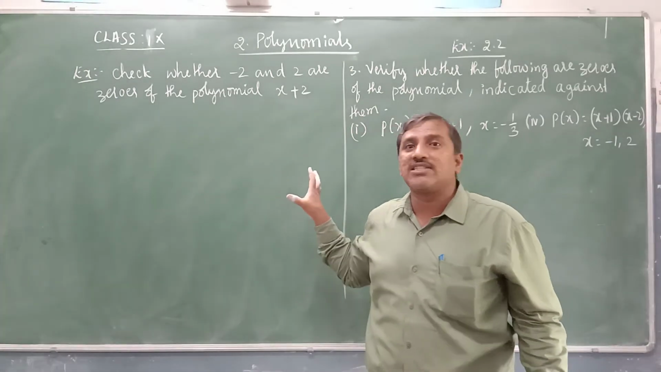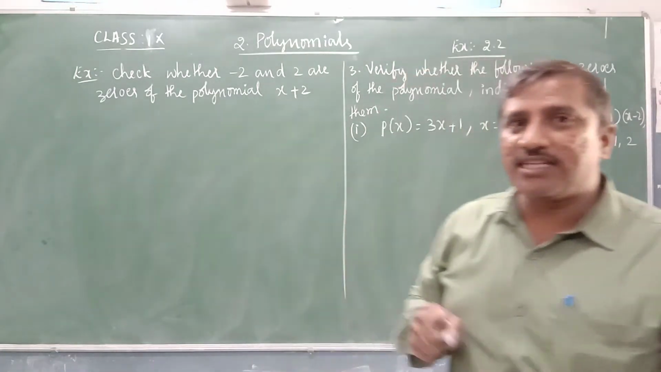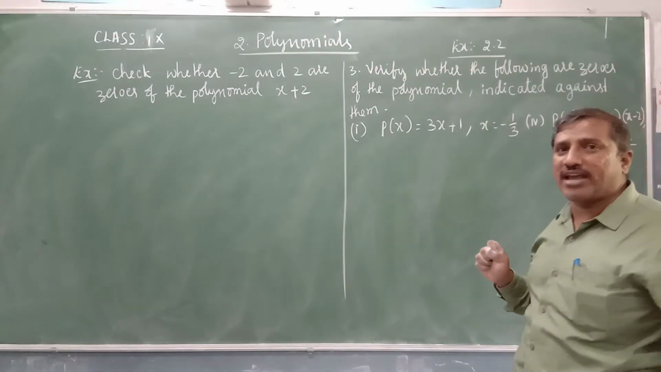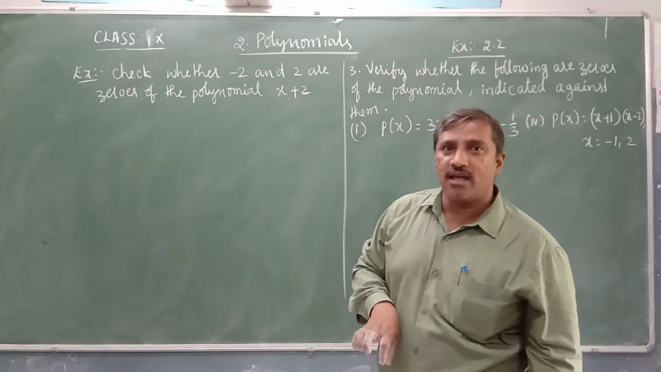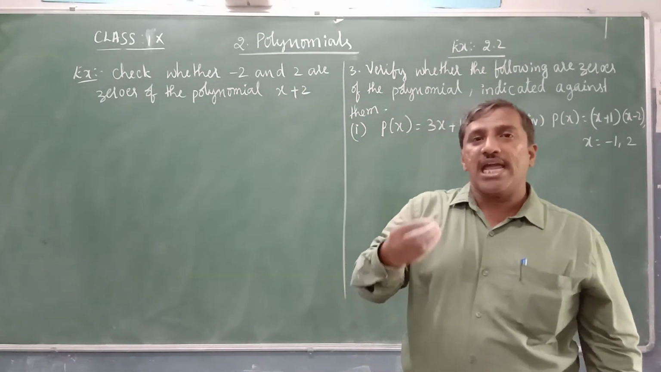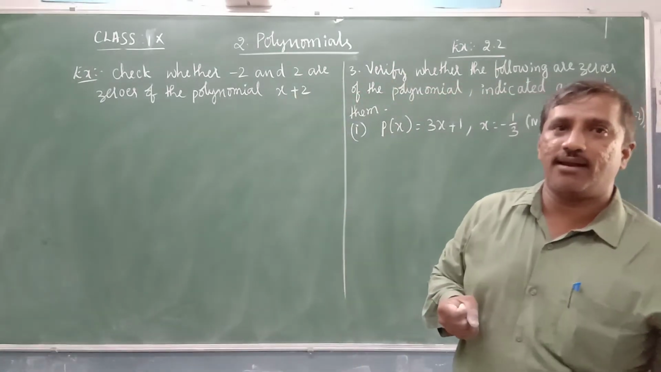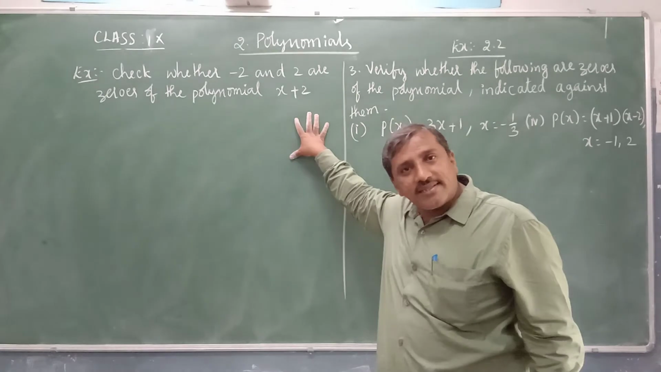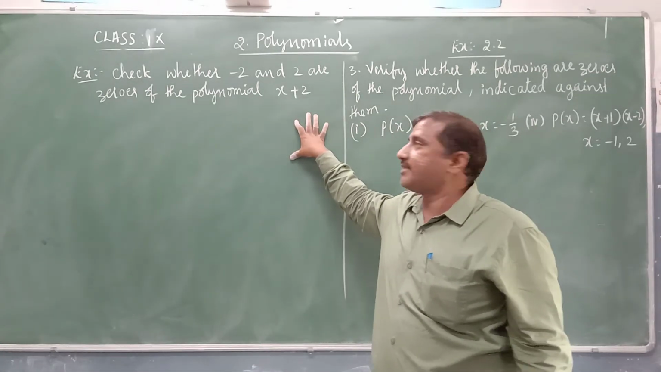Otherwise, it is not the 0 of the polynomial x plus 2. How do we verify? By substituting those values in the place of x, and on simplification, if we get 0 as the total value of the polynomial, then we can say that it is the 0 of the polynomial. Clear, children? Yes, we will continue.